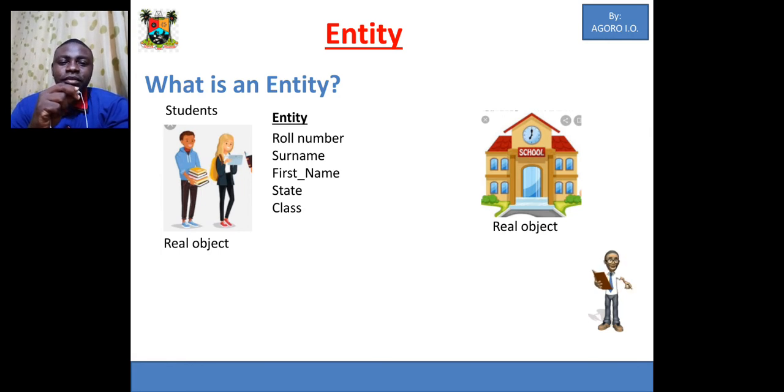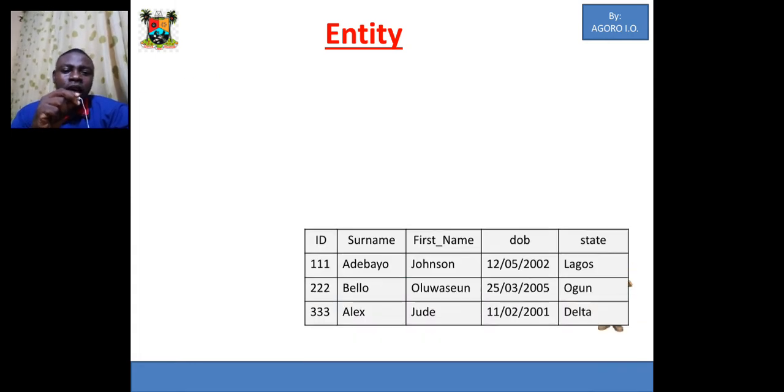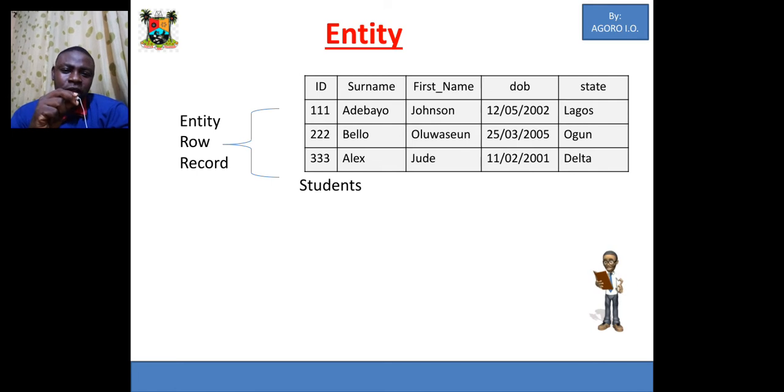From this, we can derive our table. You can see that all these serve as what? Attributes. So getting our table from this is a sample table. The name of this table is students. This table consists of 3 rows, and the row is the same thing as record, which is the same thing as entity. Entity is the same thing as row, and it's also the same thing as record.